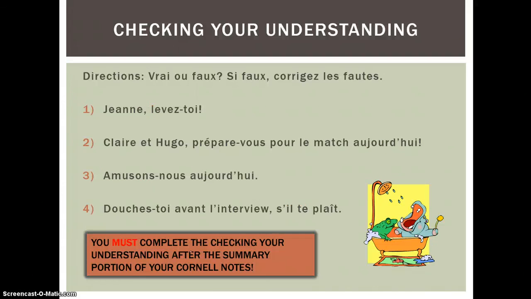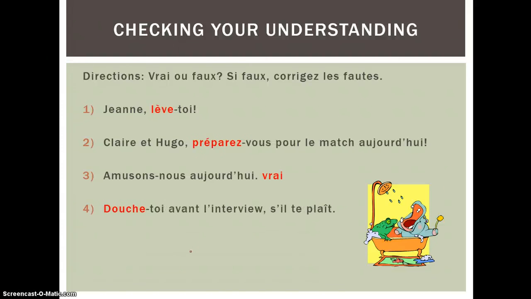Regarder is an ER verb, so you had to use the il form of regarder. Here's your last set of questions for your checking your understanding. Again, you may pause the presentation at this time. Okay, in the first one, we had levez, which was the vous form, but we only have one person, Jeanne. So you use the il form because lever is an ER verb. So that's where we got lève from. You still had to use toi.